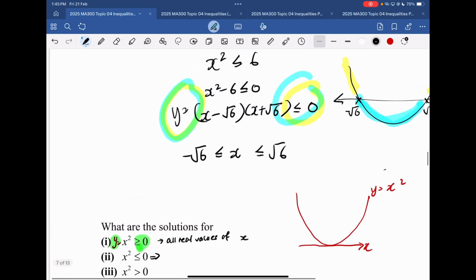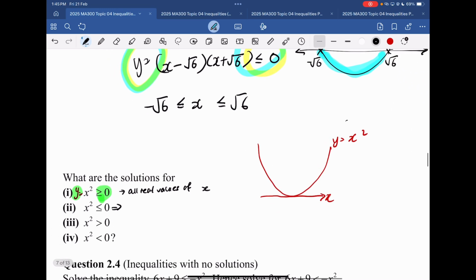When is x squared less than or equal to 0? Got one particular point, 0, 0. Can 0, 0 fulfill this? If I substitute 0, can I say that 0 is less than or equal to 0? So it does. 0 is the solution. So x equals 0 is the solution.